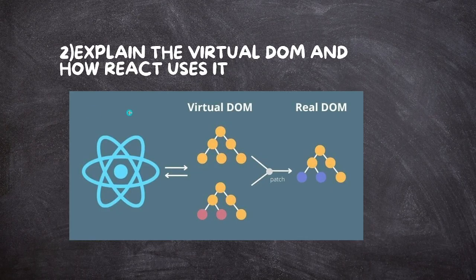The second question is, explain the virtual DOM and how React uses it. Let's first understand the problem and how virtual DOM helps. The real DOM, which is the document object model, is slow to update because changing it can cause the browser to re-render the entire page or large sections of it. Here's where the virtual DOM comes into the picture. It improves performance by reducing direct DOM manipulation and preventing unnecessary re-renders.